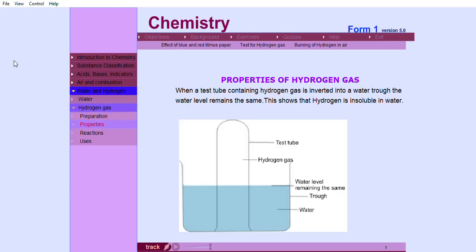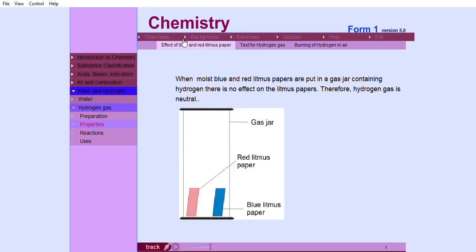When a test tube containing hydrogen gas is inverted in a water trough, the water level remains the same. This shows that hydrogen is insoluble in water. When moist blue and red litmus papers are put in a gas jar containing hydrogen, there is no effect on the litmus papers. Therefore, hydrogen gas is neutral.